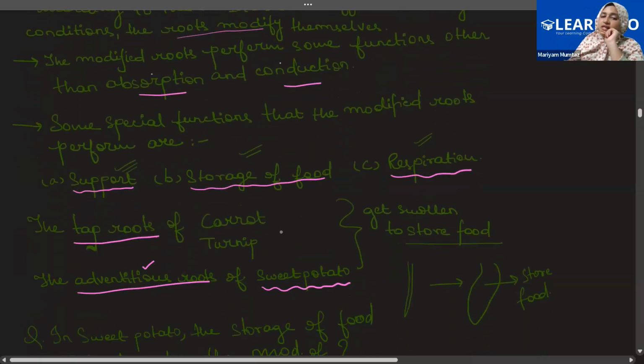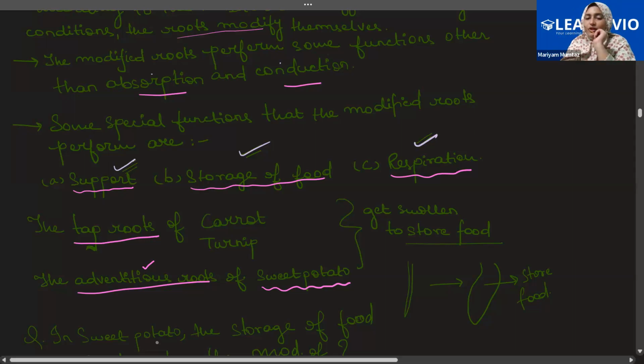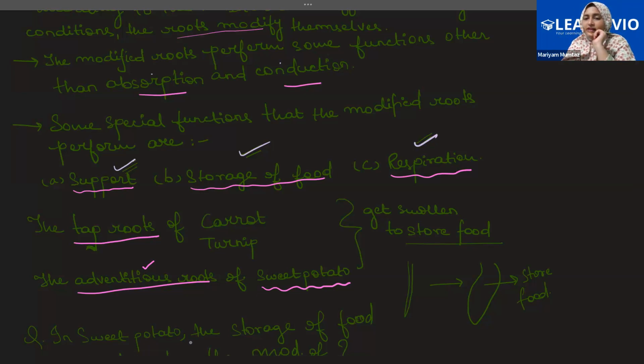Now let us see some special functions that the modified roots perform. First of all, they provide support. Then they can also store food. They can do the process of storage of food. And then there are some roots that also help the plants in respiration. So these are the three ways. Now see, none of them are transporting or absorbing water, isn't it? Is there anyone that is absorbing or transporting the water? No, right? So that is what is meant by the modification of roots: the roots get modified, and they perform functions other than absorption and conduction.